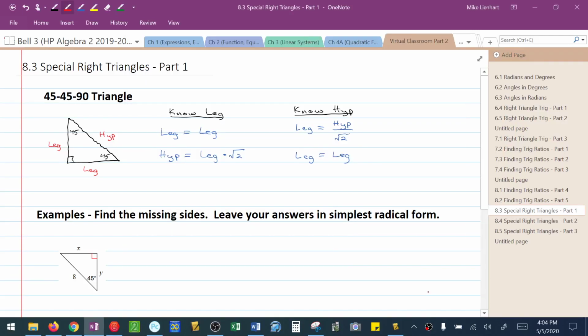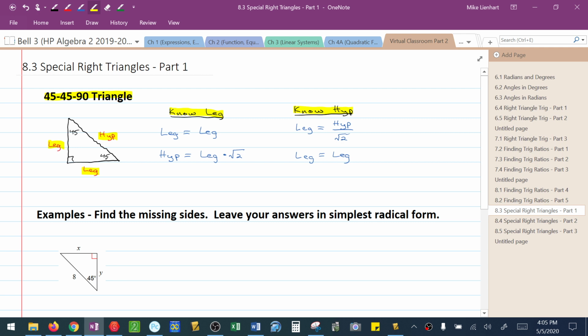This video is specifically how do we work with special right triangles known as 45, 45, 90 triangles. Everything is based off of what you know, and some of you hopefully remember this from geometry. What we're doing is we're either trying to find a leg, which would be one of these two sides, or we're trying to find the hypotenuse. And it's all based on what we know.